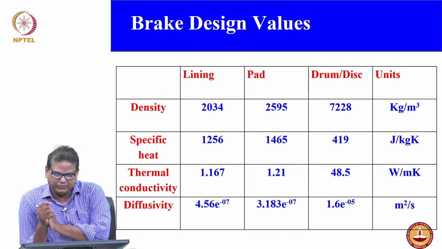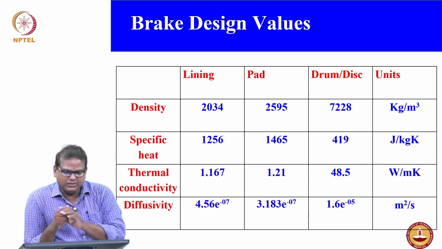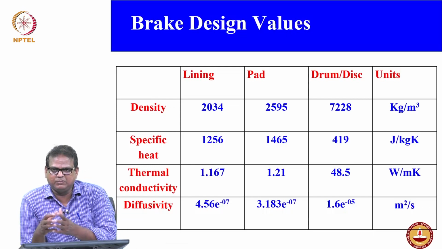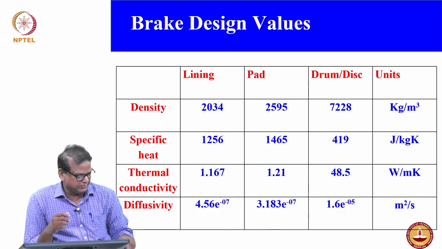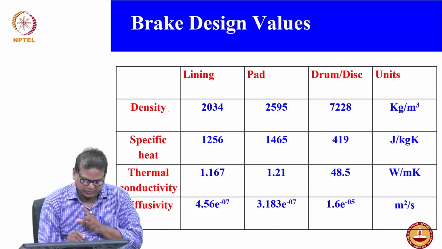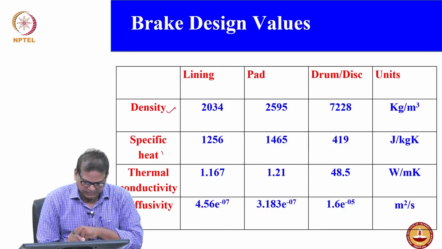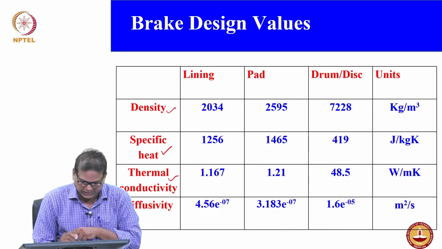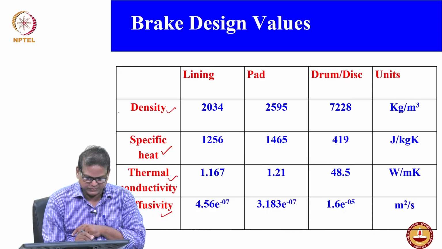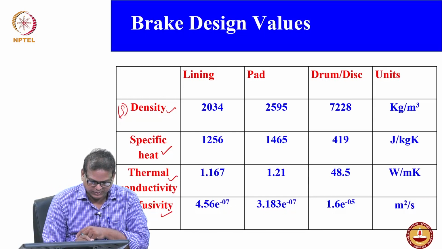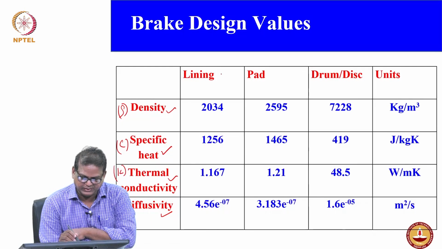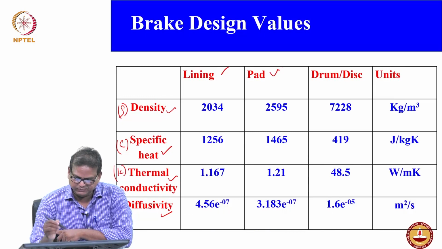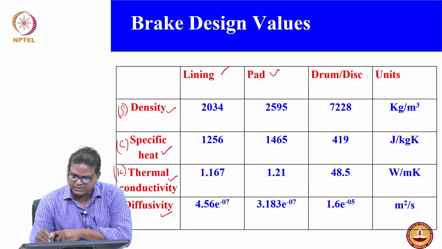Before going to repeated braking, I would like to emphasize, since we are talking about the properties of the drum or disc, that we are talking about density, specific heat, thermal conductivity K, and the diffusivity alpha. So this is the rho, and C, K, and alpha, all the values for the respective brake lining or pad, and the respective drum and disc, are given.